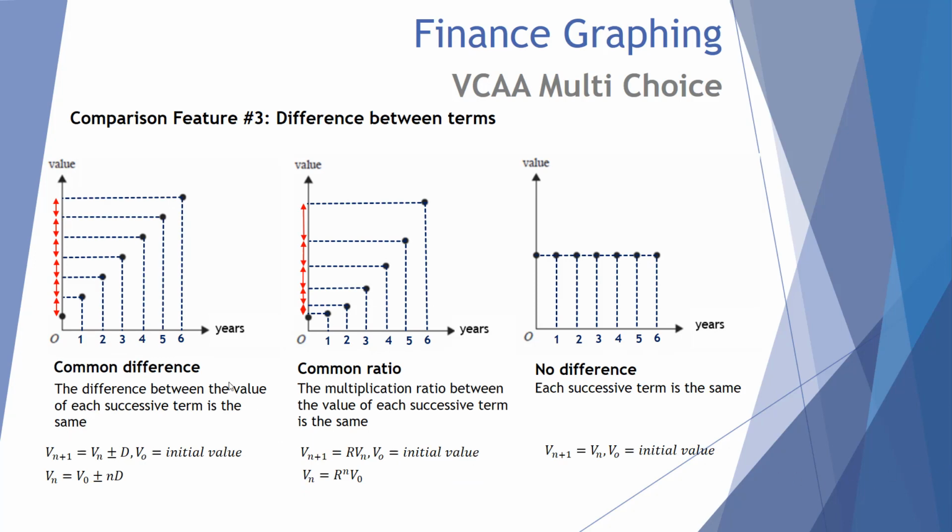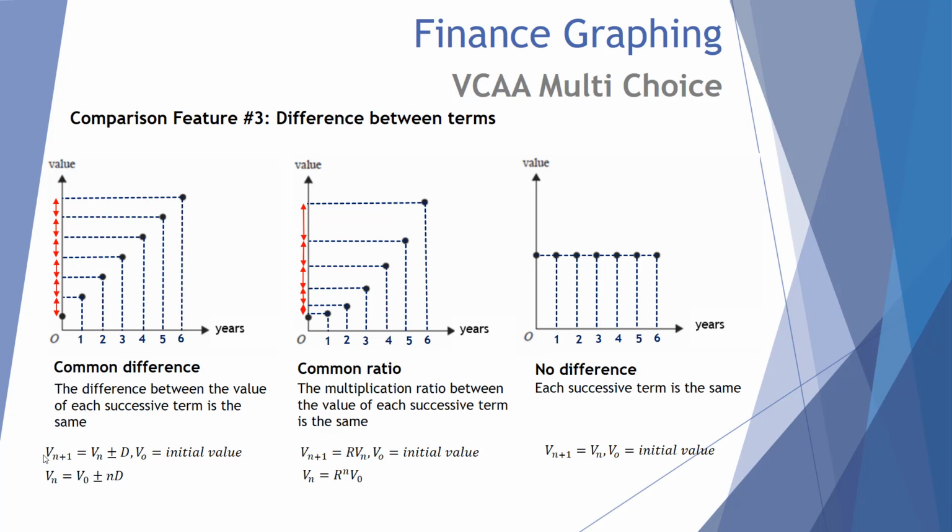If we look at our straight linear graph, we see there's a common difference between each term. For year 1, it's increased from year 0 by this red margin. Year 2 increases in 1 year the same amount, and 2 to 3, 3 to 4. It's a common difference between successive terms.